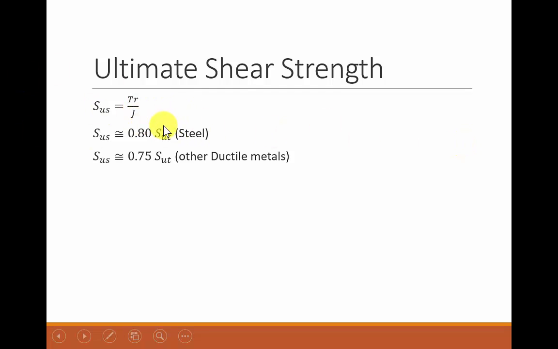So now we're going to introduce this J that has something to do with the area of the object that's being rotated. And we'll come back and talk a little bit more about this in detail as we start doing some examples. But it turns out that the ultimate shear strength is actually related to the ultimate tensile strength in ductile materials. So that's a really interesting quality.